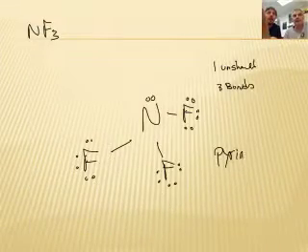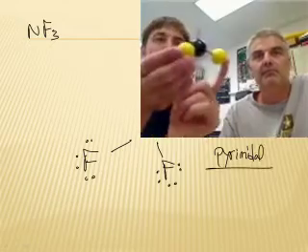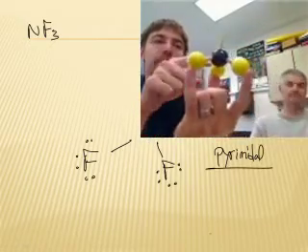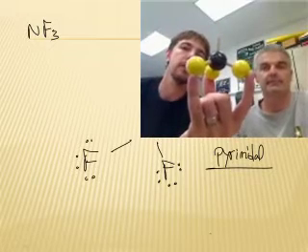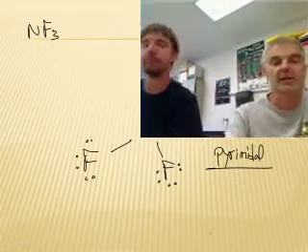Yeah, pyramidal. So it looks like this is derived from the tetrahedral shape. We've got the 3 atoms on the bottom, and then we have this unbonded pair of electrons here at the top. So you can kind of see how it looks like a pyramid.